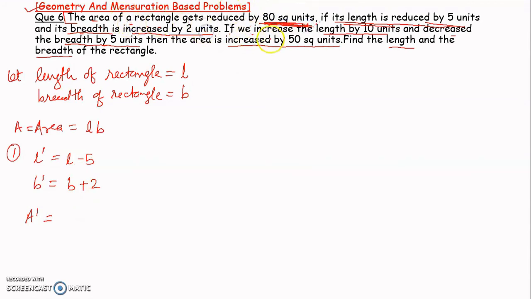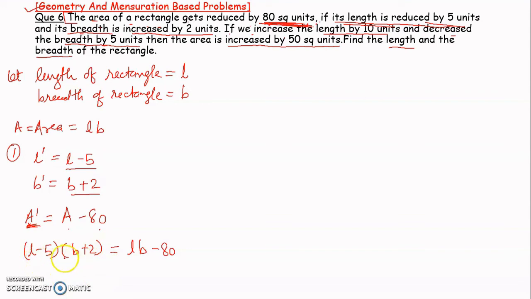The area of the rectangle gets reduced by 80 square units. So the new area will be the original area minus 80 square units, right? So here the new area A dash will be equal to length into width, that is L minus 5 is the length and width is B plus 2. So L minus 5 multiplied by B plus 2, the new area, is equal to A minus 80. A is LB, minus 80. If you simplify it, you will get the first equation.